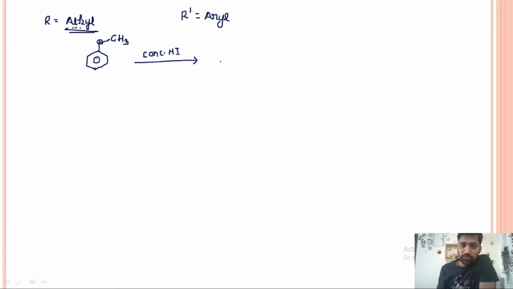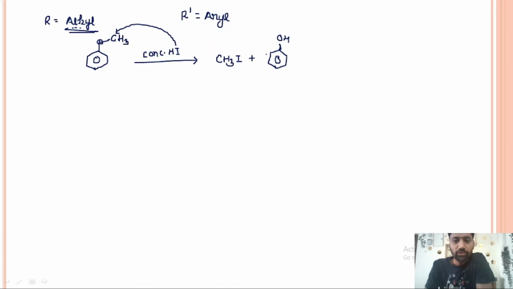In this case, as you can see, the iodide will attack on this methyl group, and as a substitution product you will get methyl iodide. And the leaving group in this kind of reaction in which you have aryl alkyl ether will always be a phenol, right? In this case, the alcohol which is leaving is in the form of phenol. So phenol will be formed as the product in this particular case, as the leaving group.